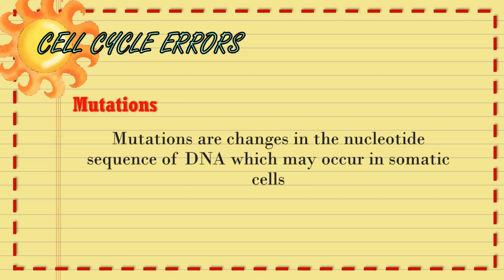And now, we will discuss cell cycle errors. Genetic mutations may happen in the parts of the DNA responsible for regulating the cell cycle. Mutations are changes in the nucleotide sequence of DNA which may occur in somatic cells or in gametes and be passed to the offspring. Mutation happens when DNA fails to copy accurately. Influences like exposure to specific chemicals or radiation can also cause mutation. These agents cause the DNA to break down.